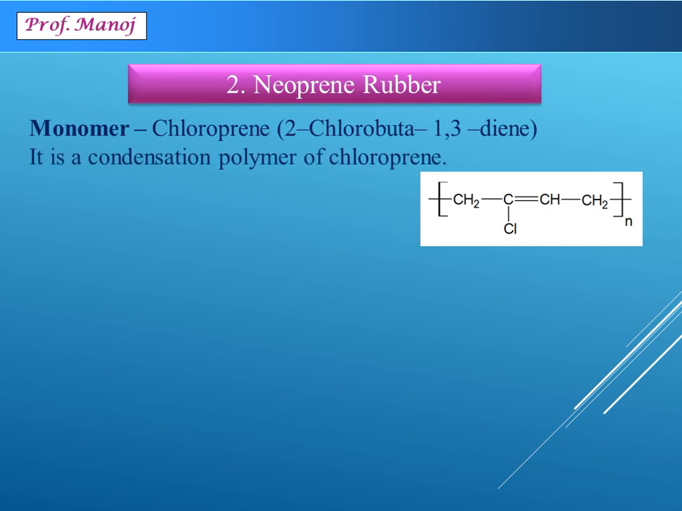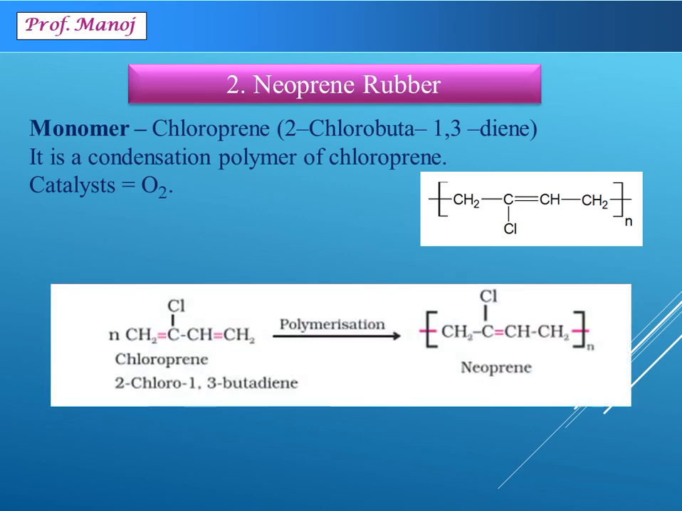Chloroprene on further condensation polymerization in presence of oxygen as catalyst produces neoprene rubber. If you see, neoprene is quite similar in structure to natural rubber. The only difference is here we have a chlorine atom and there we have a CH3 group. Here the vulcanization also is possible, but instead of sulfur, the vulcanization takes place in presence of magnesium oxide.